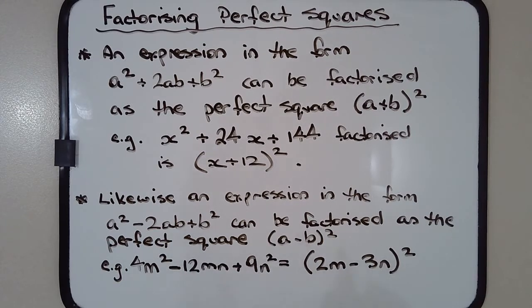And do you? Let's have a look. 2m times negative 3n is negative 6mn. Double that, you get negative 12mn. So that's correct. Let's have a look at some examples.